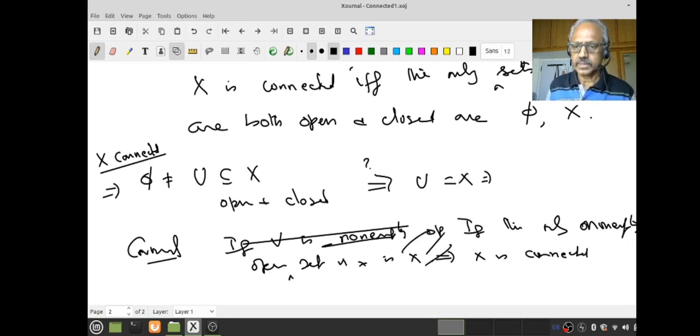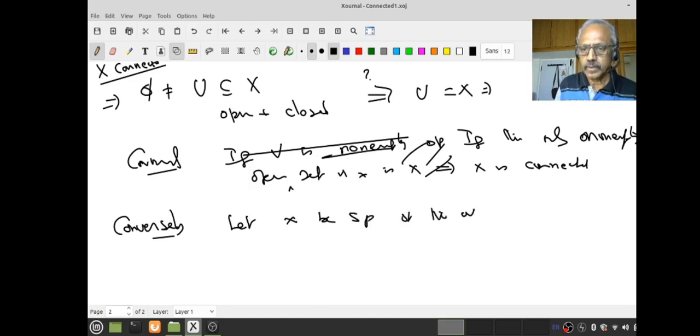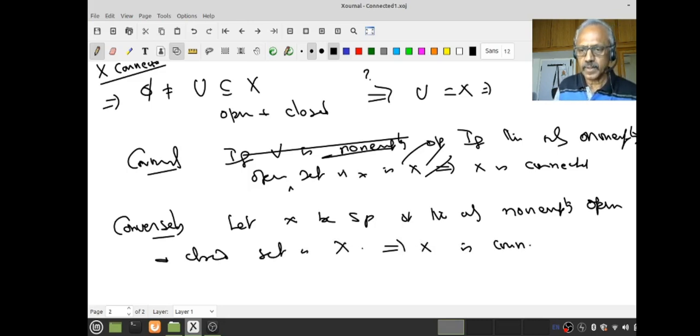So let me just, I'm sorry, I didn't formulate it properly. Let X be a space so that the only non-empty open and closed set is X. That implies X is connected. Why?